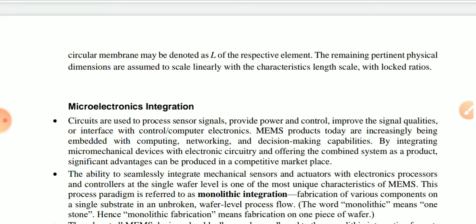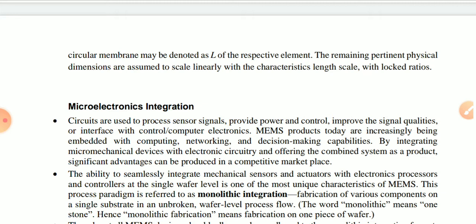microelectronics integration. In microelectronics integration, there is the ability to integrate mechanical sensors and actuators with electronics for process and control at the single wafer level. This process is referred to as monolithic integration. That means the combination of electrical and optics components in a single semiconductor material. So that is the meaning of monolithic integration.